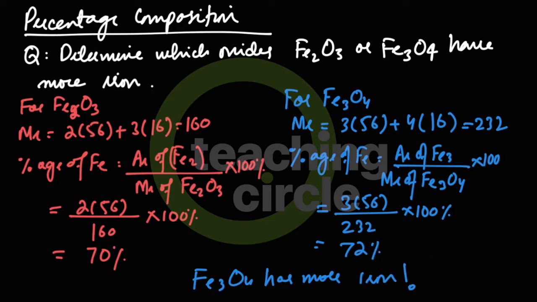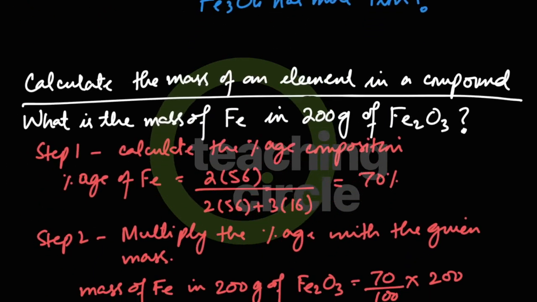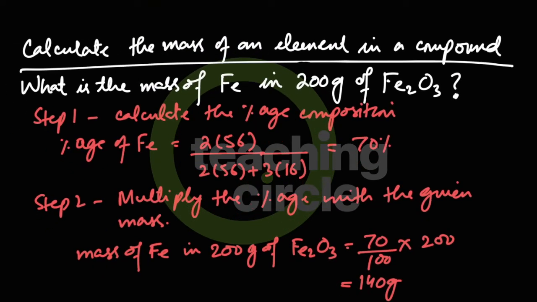It could also be that your past paper questions ask you to calculate the mass of an element in a compound. So this is also a past paper question, and in this one they're asking you, what is the mass of iron in 200 grams of Fe2O3? So to solve this kind of question, your step 1 is to calculate the percentage composition, and in step 2 you just multiply that percentage composition with the given mass.